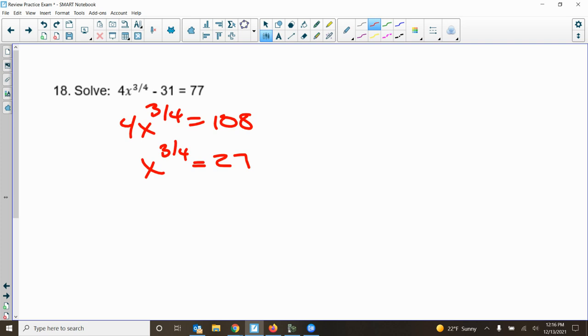Now what do I raise both sides to? The 4/3 power, right? We take the reciprocal of 3/4, because remember, we're going to multiply those exponents. We want x to the first. So we ask ourselves, what do we have to multiply 3/4 by to get 1? So we're going to raise both sides to the 4/3.